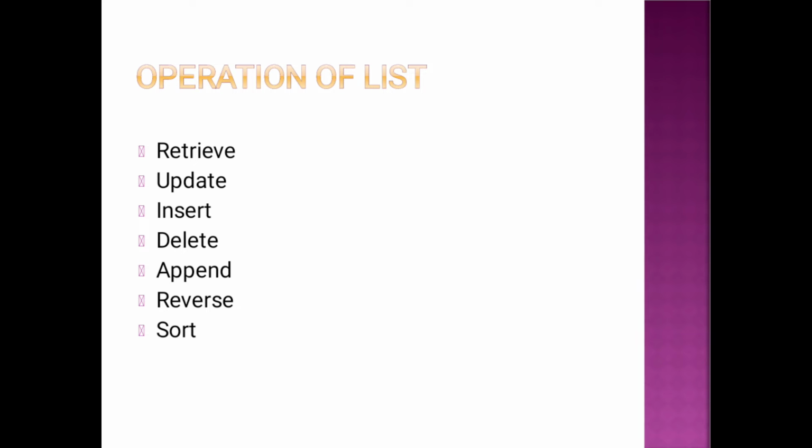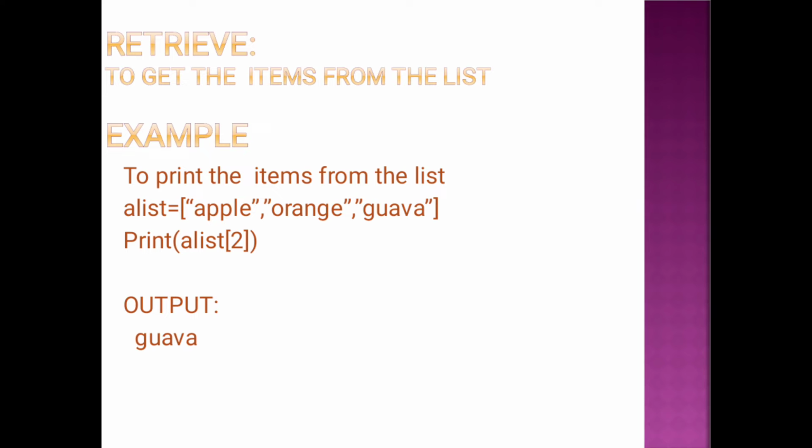Operations of list: retrieve, update, insert, delete, append, reverse, sort. The first one is retrieve, to get the item from the list. For example, to print the item from the list. We already created one list. Now we want to get an item from the list. We can use the retrieve method to get the item in the list by using the index value.